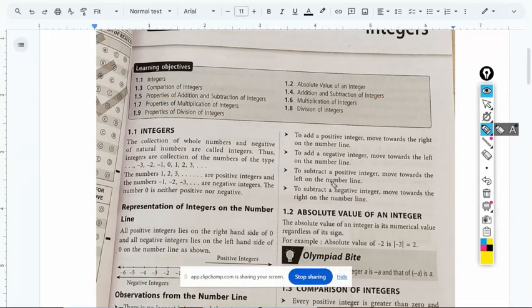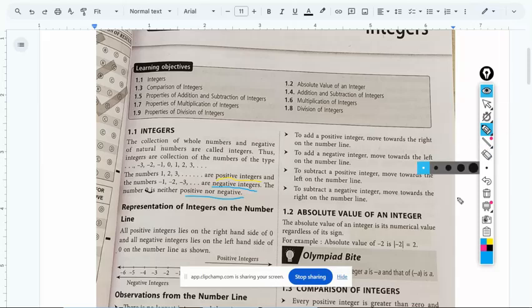An integer is a collection of whole numbers and negative of natural numbers. If you combine the whole numbers and negative of natural numbers, it is called an integer. Thus, integers are a collection of numbers of the type -3, -2, -1, 0, 1, 2, 3. The numbers 1, 2, 3 are positive integers, and the numbers -1, -2, -3 are negative integers. And the number 0 is neither positive nor negative.